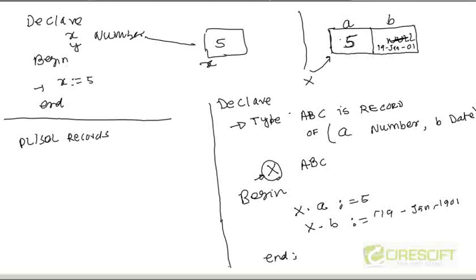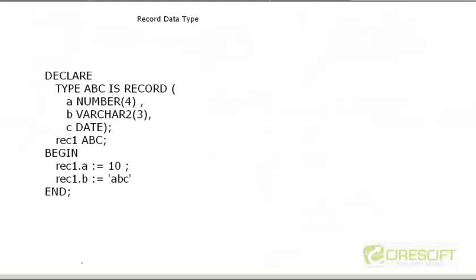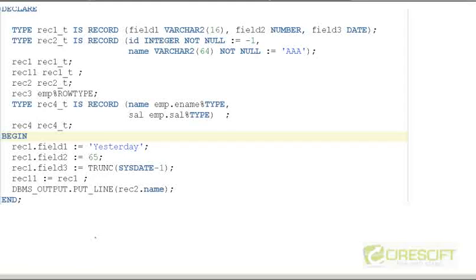Okay. Now, after going through these basics, this is basically what I showed. This is an example: ABC is a record of ABC, and then rec, and then I assign. This is what I already explained in the previous slide. Let's now see some more realistic examples.